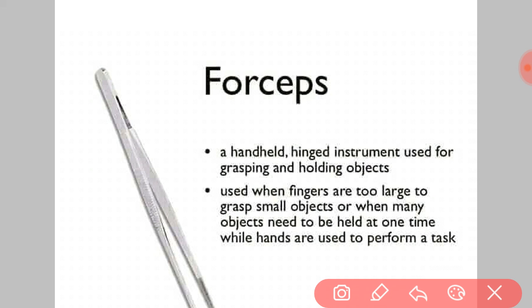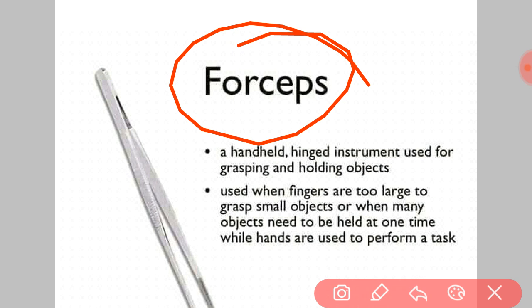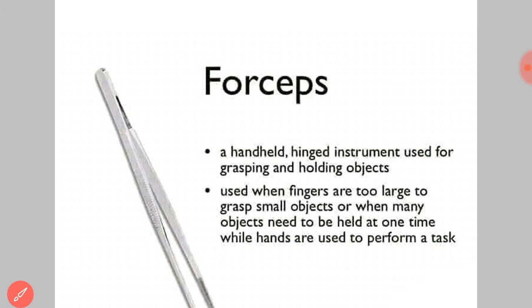And we can use fingers also to hold a small object. When many objects need to be held at a time, we use tongs. Basically that means when you would touch more than one apparatus with your hand, we can use forceps in that place, okay. So this is also one type of lab equipment in the laboratory.